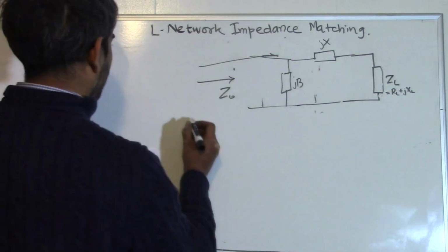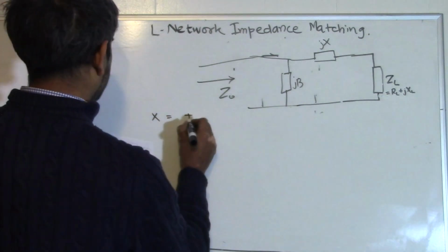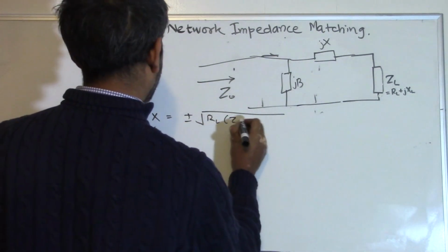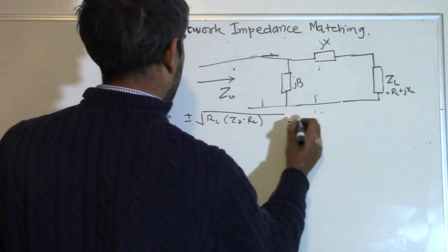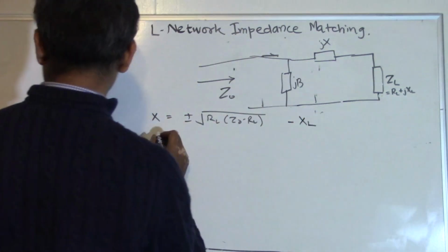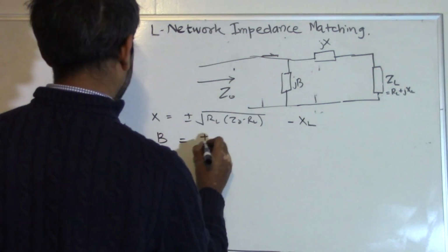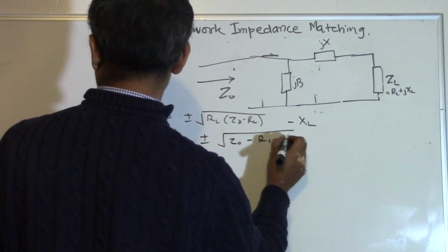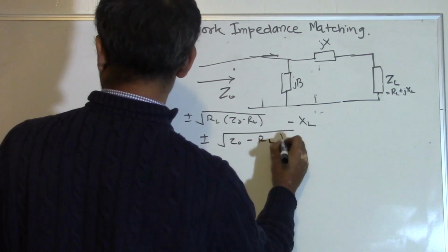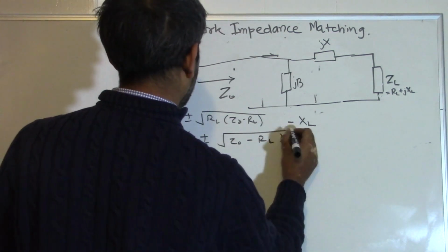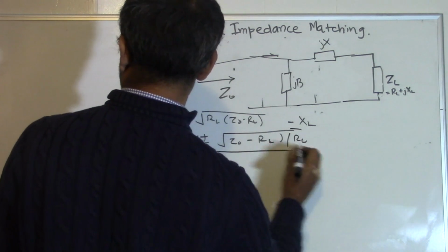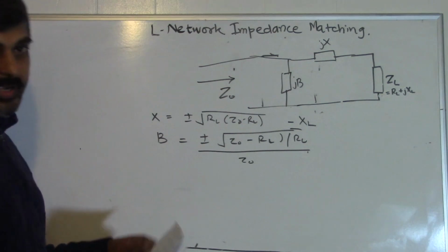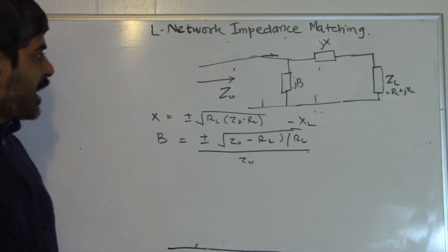In this case, we will have X equal to plus minus square root of RL into Z0 minus RL, minus XL, and then B will be equal to plus minus square root of Z0 minus RL divided by RL, divided by Z0. If there is a mistake, I will write it in the comment section, but this is what I have in my paper.